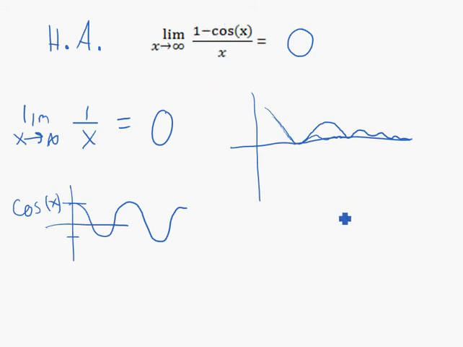Sometimes people write it like this. The top is small over a huge number, a very big number, and that goes to 0. This goes to 0 as the top stays small and the bottom gets bigger and bigger and bigger. It goes to 0.